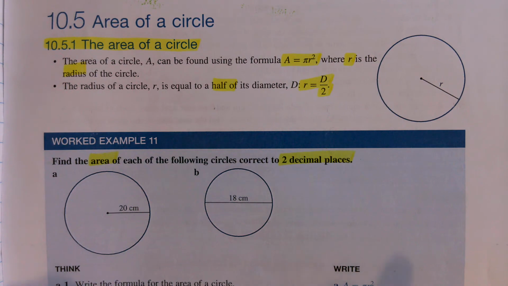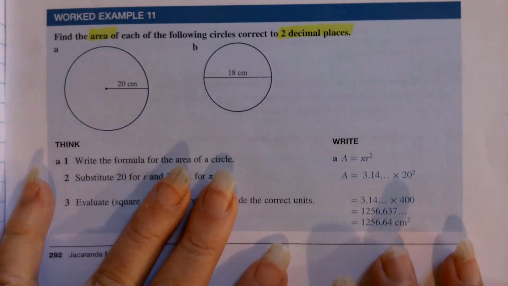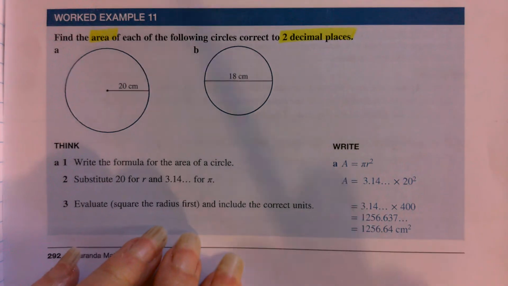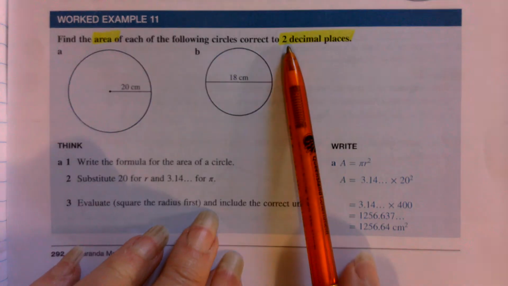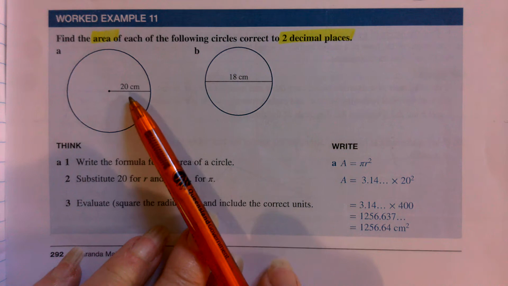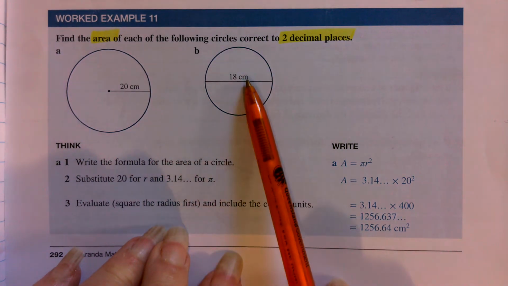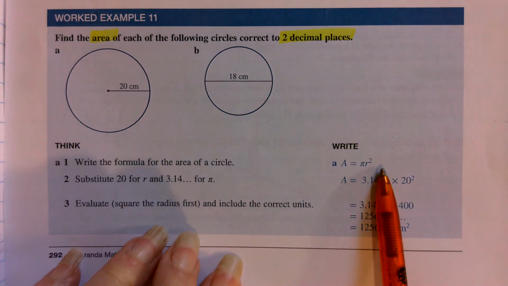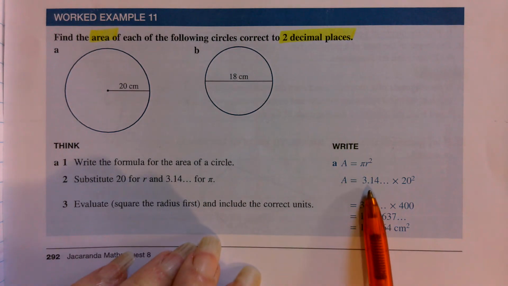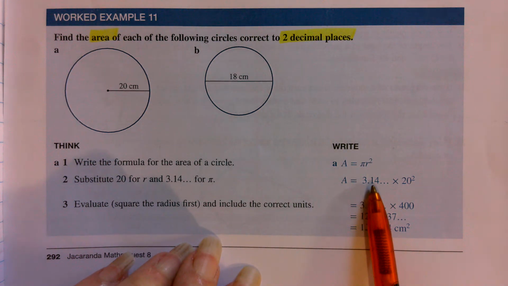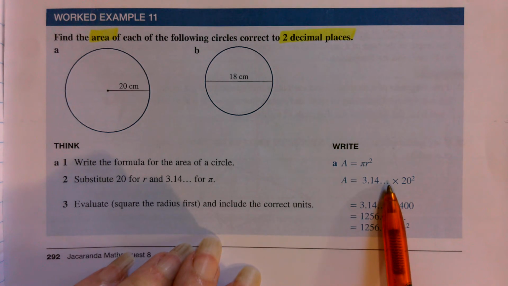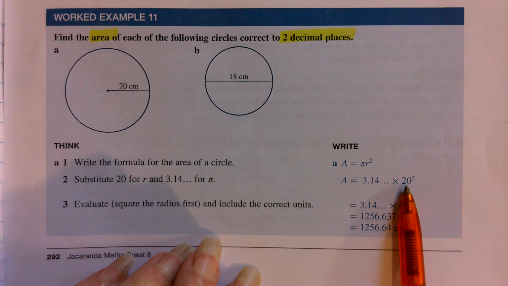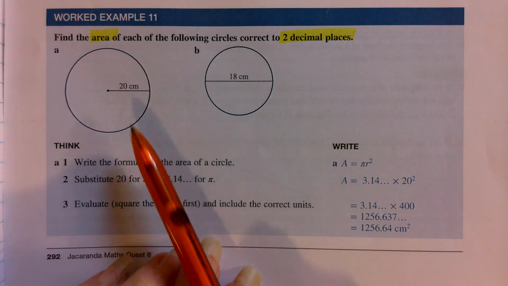Now for some examples for you to copy down so that you can do the practice sessions. We're going to find the area to 2 decimal places. So we're going to look at an example with a radius and an example using a diameter. Always write down your formula first. Then substitute. We're doing it to 2 decimal places, so you need to use the 3.14, the 3 dots telling you this goes on and on infinitesimally. Okay, and it's r squared, so I've got a radius.